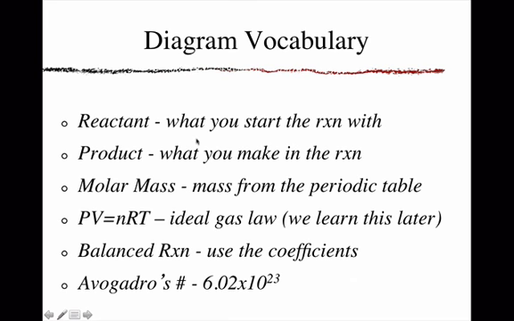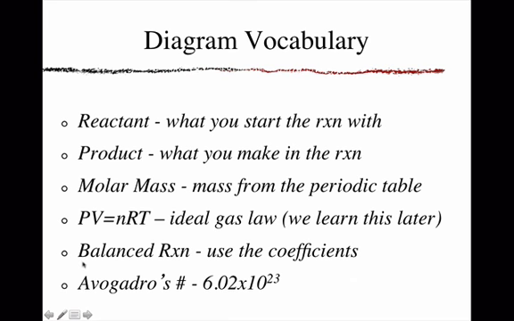So, some vocabulary from that diagram. Reactant wasn't on there, but you should know that that's what you start with. The product is what you make. Molar mass is the mass from the periodic table. You should know that. That's your grams per mole. PV equals nRT is the ideal gas law. We're going to talk about that later on when we talk about gases.